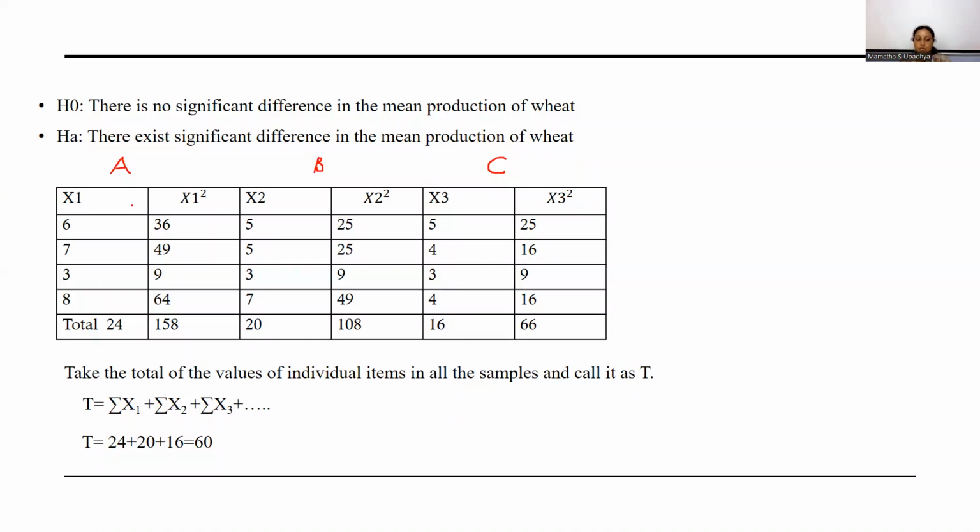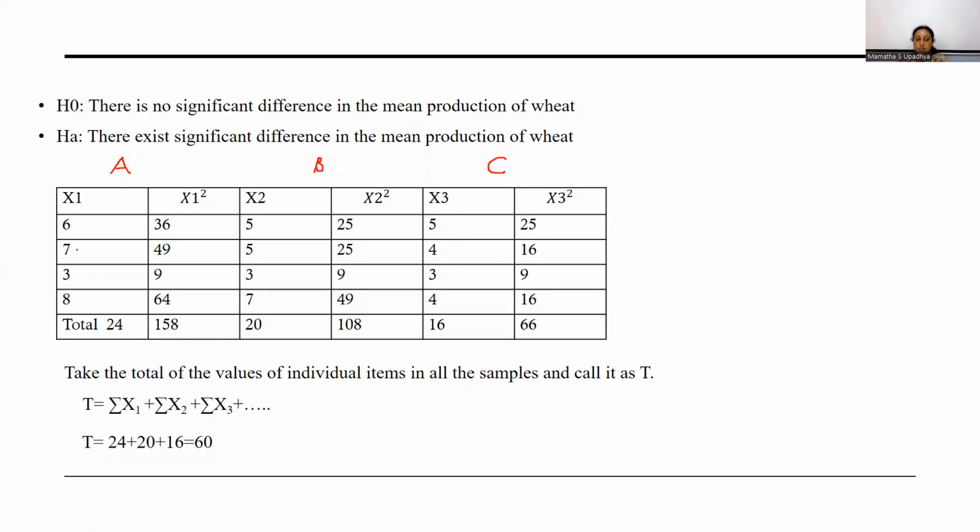As we know, 6 square is 36, 7 square is 49, 3 square is 9 and 8 square is 64. Similarly, 5 square is 25, 3 square is 9 and 7 square is 49. Here 5 square is 25, 4 square is 16, 3 square is 9, 4 square is 16 and 4 square is 16.